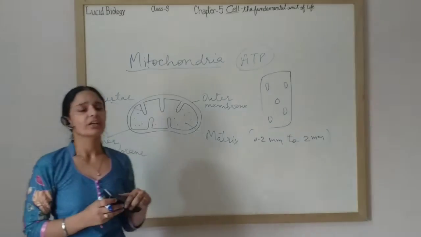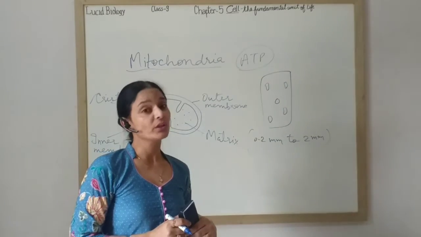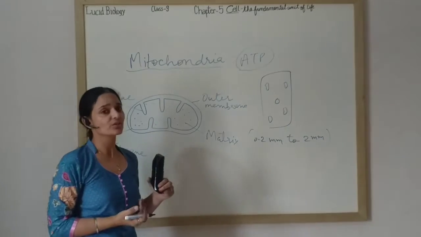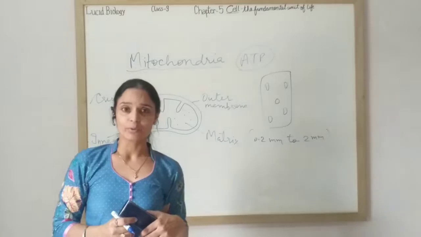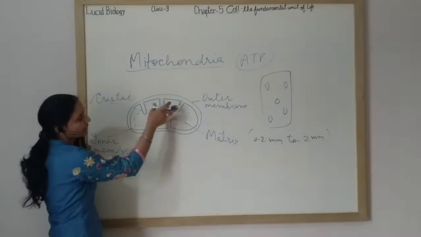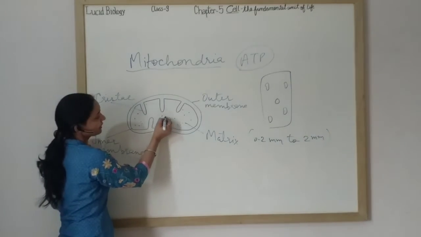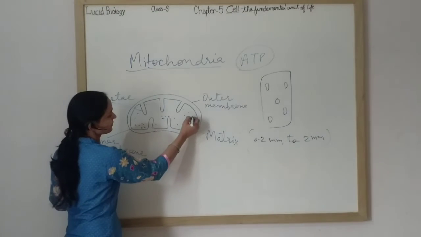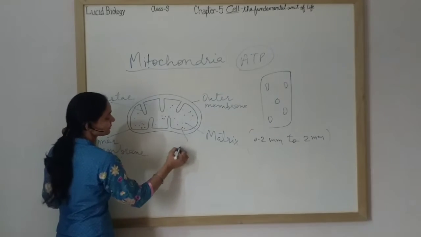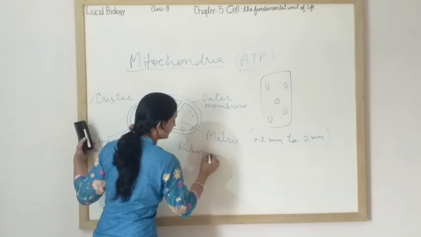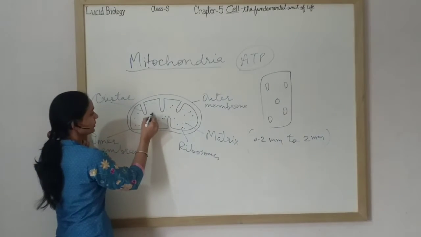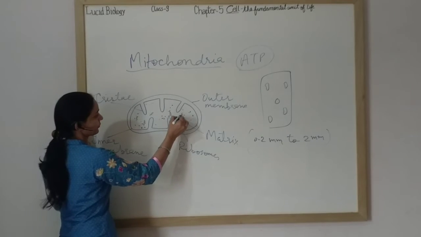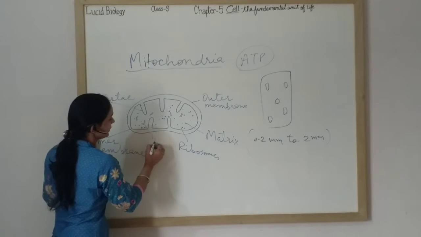Now, one thing more I would like to add here: mitochondria is called a unique cell organelle. Why is it called unique? Because it has its own DNA, that is genetic material, and it has ribosomes. In the matrix of this mitochondria, you find little ball-like structures. These are actually ribosomes, scattered in the matrix. And it has its own DNA also, scattered in the matrix. So this is DNA.